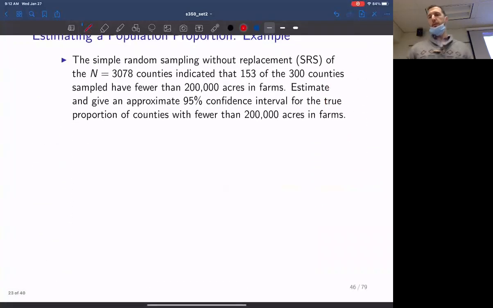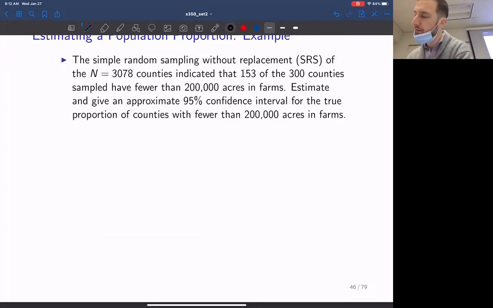Okay, so let's look at a little application of our formula here. From an SRS of 3,078 counties, we found that 153 of the 300 sampled counties had fewer than 200 acres in their farms. Estimate and give an approximate 95% CI for the true proportion of counties with fewer than 200 acres in farms.